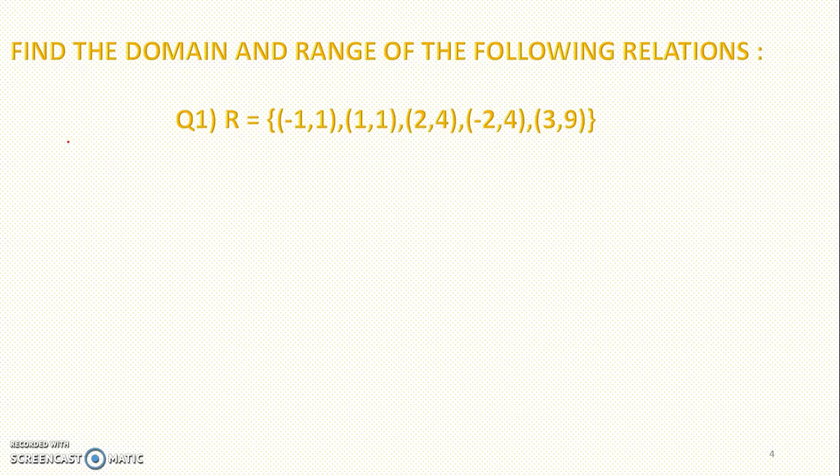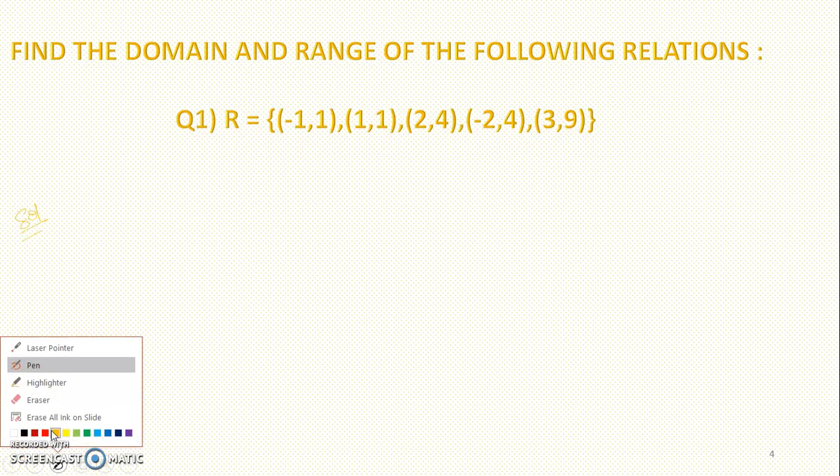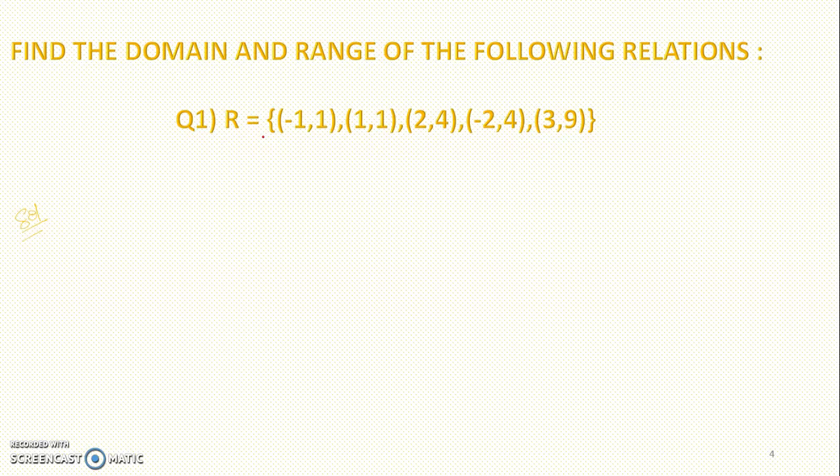Now see this question. It is given, find the domain and range of the following relations. So the first question is this. Starting with the solution. R is equal to, a set is always written in curly brackets, {(-1, 1), (1, 1), (2, 4), (-2, 4), (3, 9)}. What is the question asking? We have to tell the domain and range.